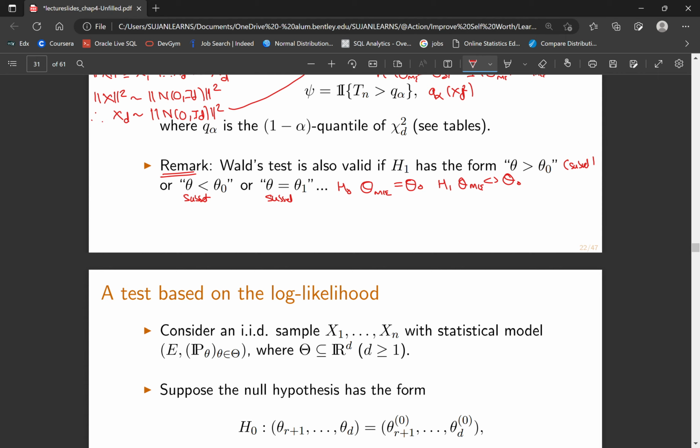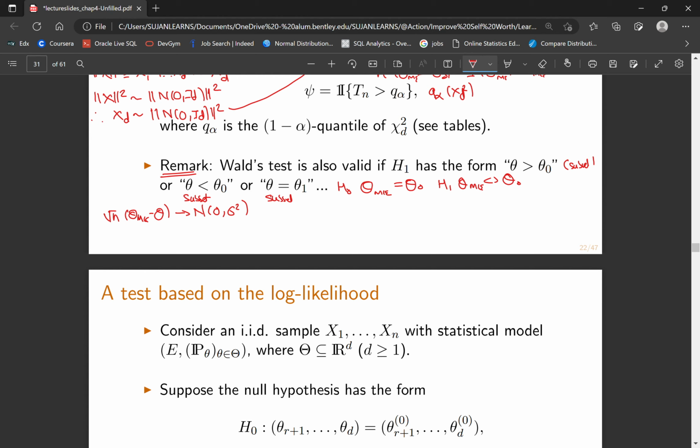We have something like this, where we have square root of n times (θ_MLE minus θ), which as n goes to infinity becomes something like a zero-mean normal distribution. It's a normal distribution.